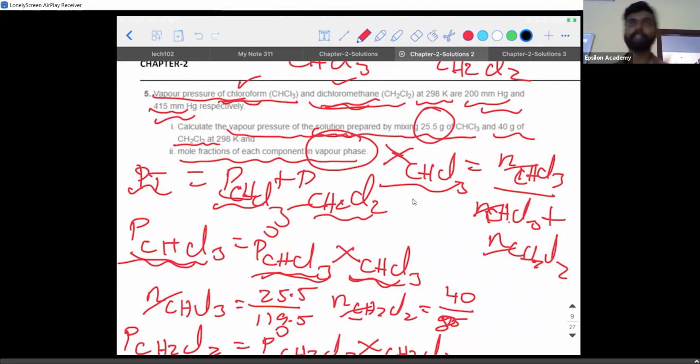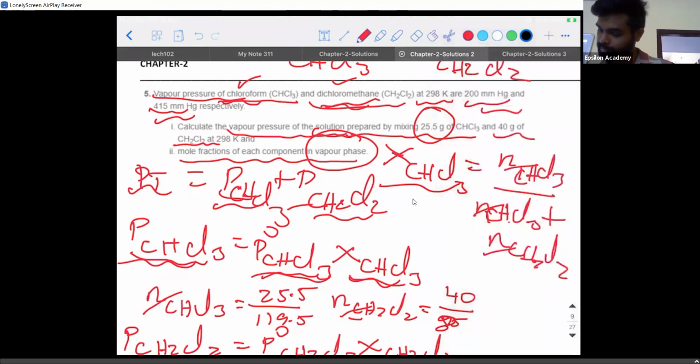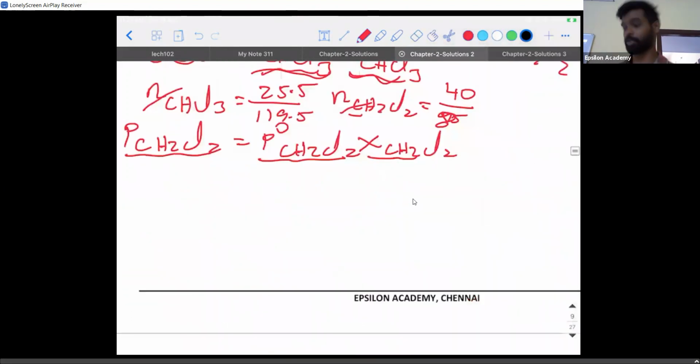Okay, so again, it's exactly like the previous question, how to calculate the mole fractions in vapor phase. Let me add a page. New note, huh? Sure. Okay, I have spacing. Good, no issues.